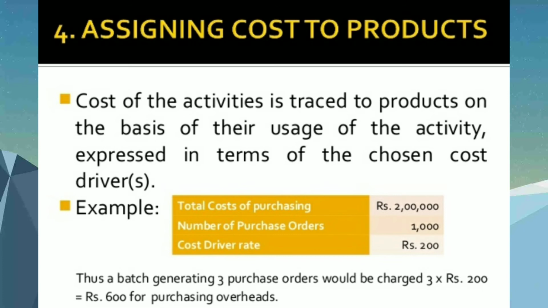इसका एक एग्जाम्पल भी है, जैसे कि टोटल कॉस्ट ऑफ परचेजिंग है रुपीज 2 lakhs और नंबर ऑफ परचेज ऑर्डर्स है 1000. तो अगर हम 2 लाख को 1000 से डिवाइड करें तो कॉस्ट ड्राइवर रेट आ गई हमारे पास 200 रुपीज. 2 lakhs divided by 1000 gives us rupees 200. सो द बैच जनरेटिंग 3 परचेज ऑर्डर्स, अगर 3 परचेज ऑर्डर हैं, एक कॉस्ट ड्राइवर रेट आया है वो 200 रुपए का है, तो 3 multiplied by 200 will give you rupees 600 for purchasing overheads.